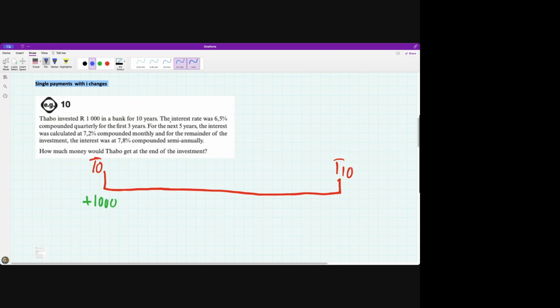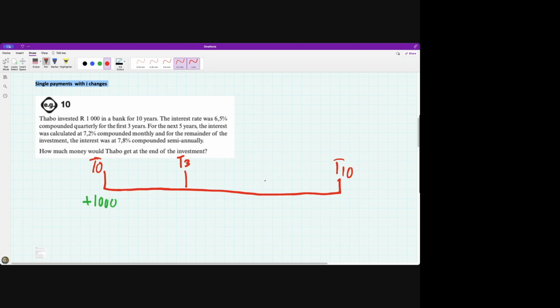Okay, now I'm going to go through. It says the interest rate was 6.5% compounded quarterly for the first 3 years. Well, suddenly I know that something important is happening at the point of 3 years. If you read the next part of the question, it says for the next 5 years, the interest rate was calculated at that. What is going to be the next point on my timeline? That was T3. Where do you think I'm going to make a point on my timeline? What's going to be my next? Is it going to be T4, T6, T7, T8?